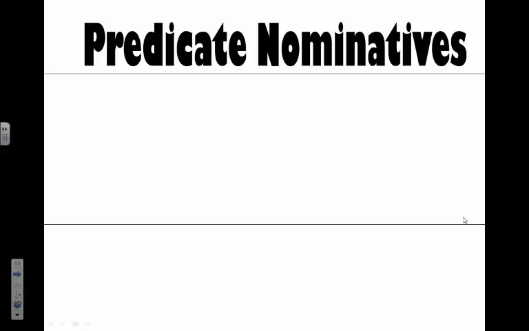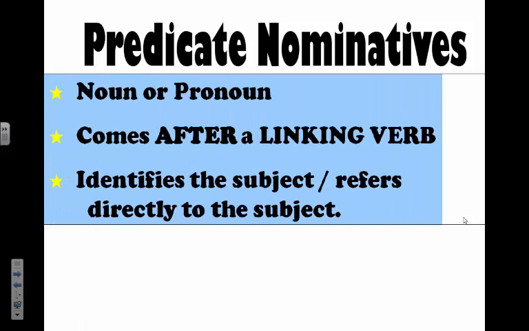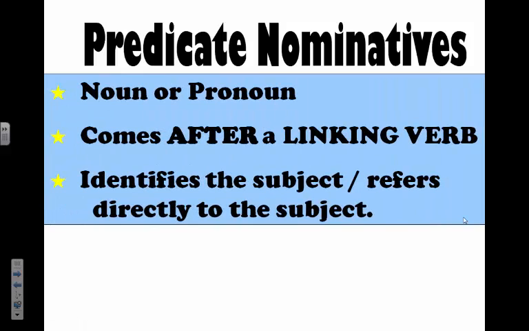Last Monday Fun Day, we talked about one type of complement, which was direct objects and indirect objects. And this Monday Fun Day, we're talking about a second type of complement, which is predicate nominatives and predicate adjectives. So we're going to start with predicate nominatives first. They are nouns or pronouns, just like direct objects were nouns or pronouns, but this is where they differ from direct objects. They come after a linking verb instead of an action verb.